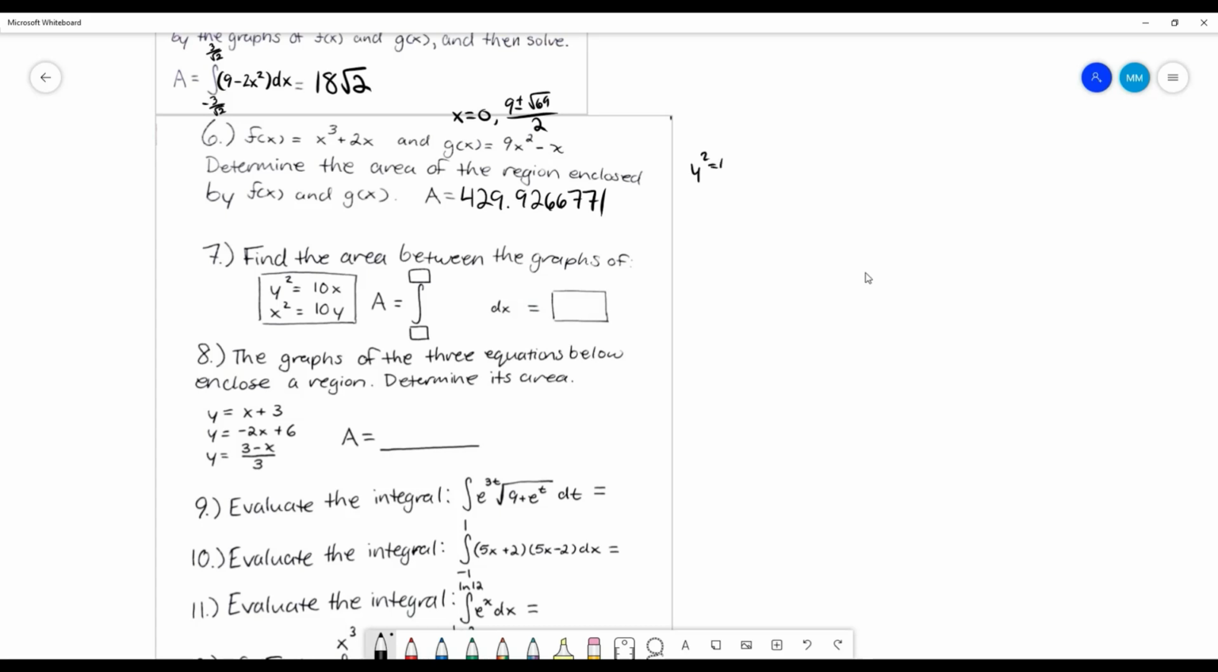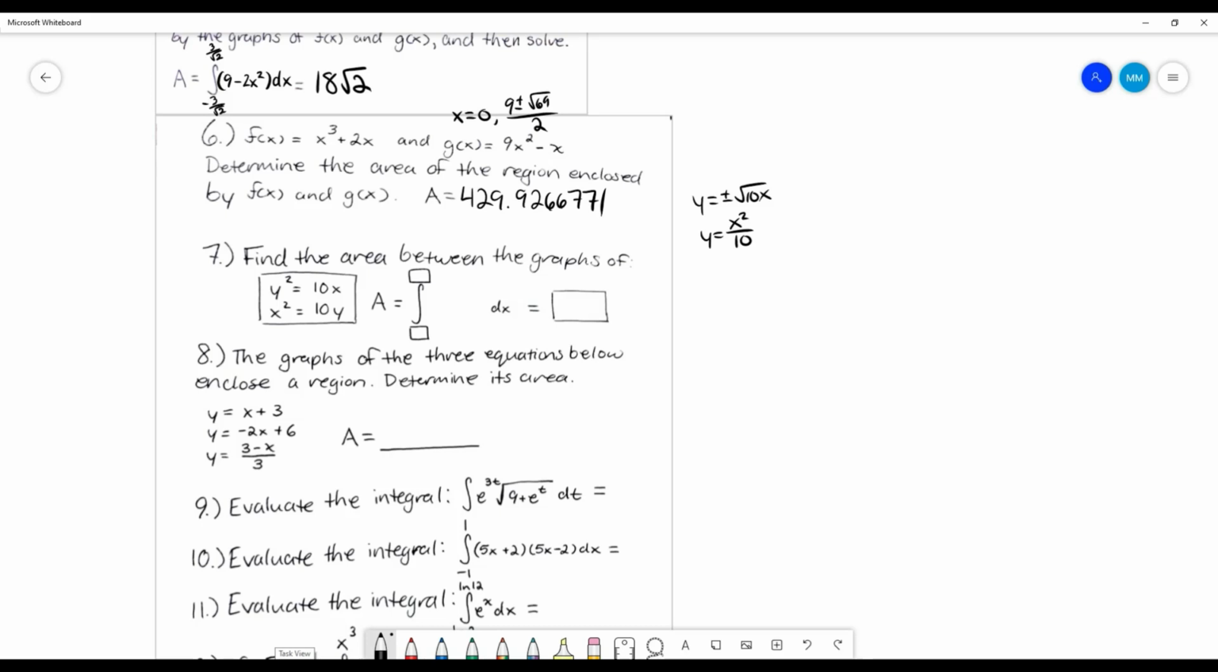So if I have y squared equals 10x, well, that means y equals the square root, or sorry, plus or minus the square root of 10x. And then if x squared equals 10y, that means that y equals x squared divided by 10. So now these are the functions that we have instead.